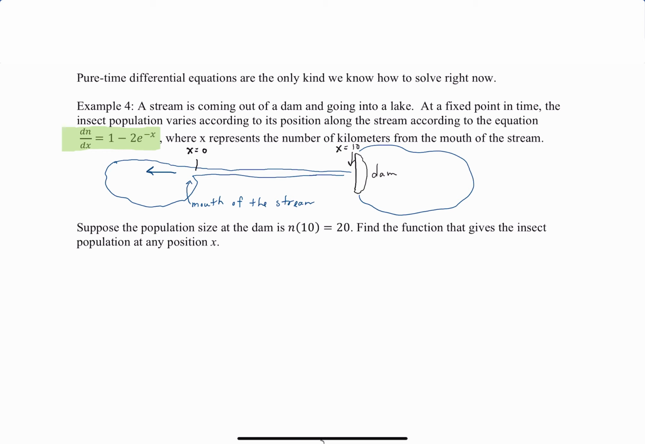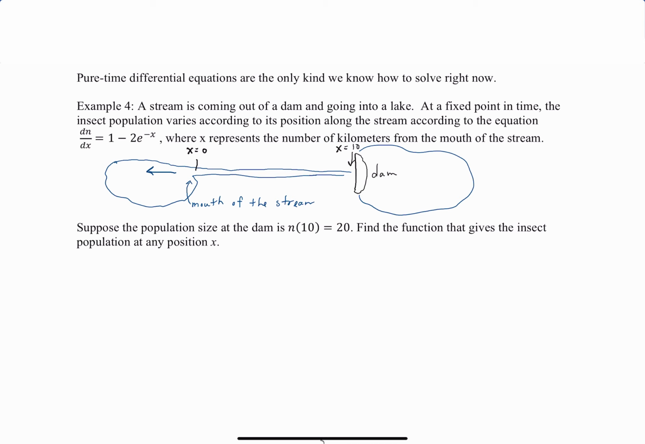That said, this is an instance where that pure time label is maybe not totally accurate, because in this instance our independent variable is not representing time. It's actually representing a position. So time is not changing. We're taking a snapshot of this stream system at a particular time and thinking about the insect population as you look at different positions along the stream. And that can happen. Your independent variable doesn't have to be time. It often is, but sometimes things change not over time, but with respect to something else.